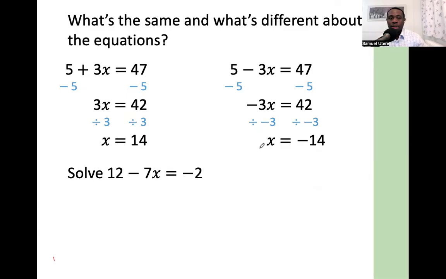All right, pause the video and try this one, see what you come up with. Assuming you've paused the video and you've answered this one, here are the answers. Okay? This is exactly the process. So you subtract 12 from both sides. That is what is preventing us having x being on its own. Next, we divide by negative 7. And that gives us x equal to 2.